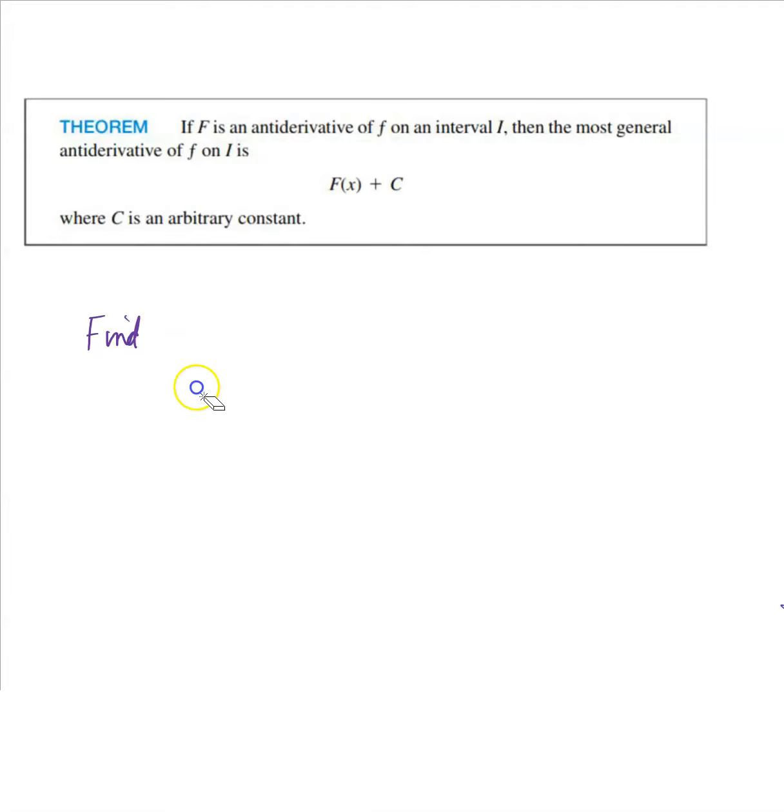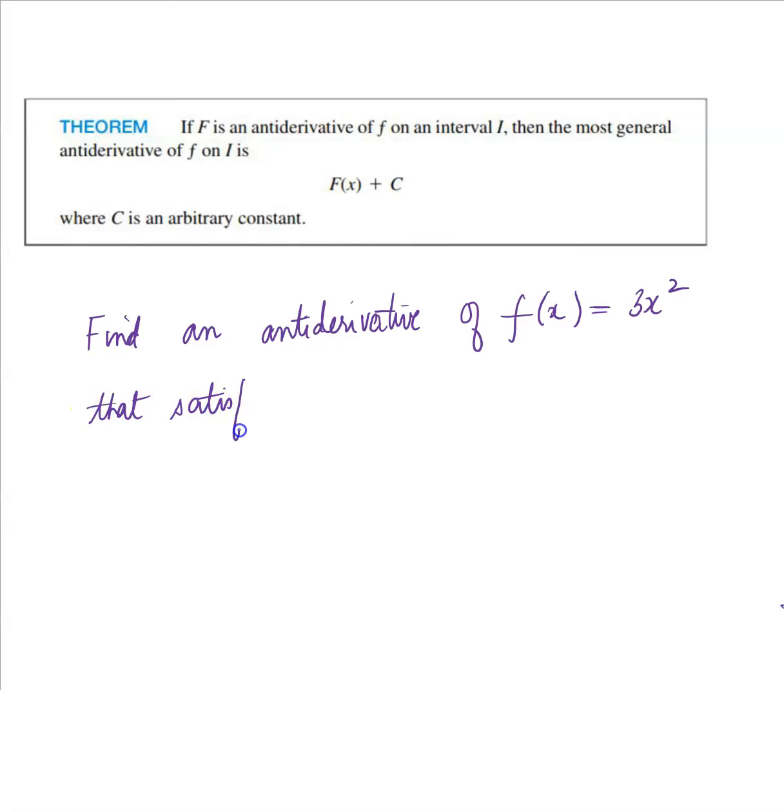So here's another problem. Find an antiderivative. Notice the language, an antiderivative of f of x equals 3x squared that satisfies F of 1 equals negative 1. Now we have f of x given as 3x squared, and this is the derivative. So we have to think backwards.